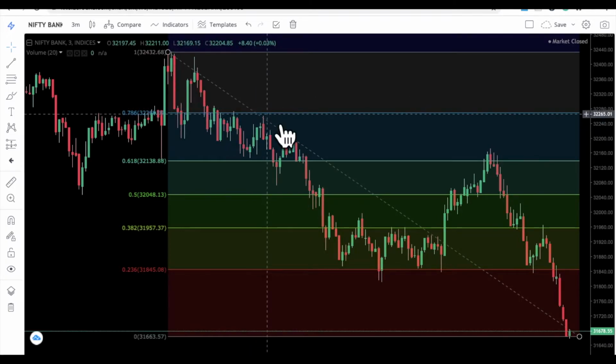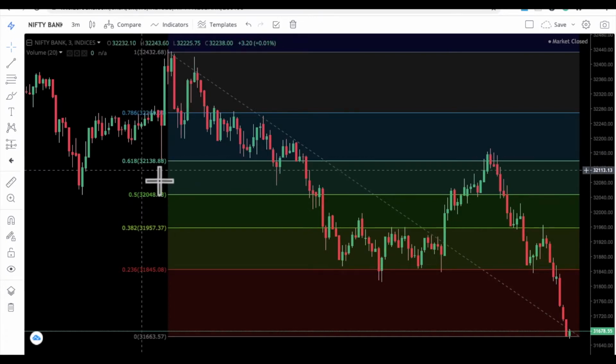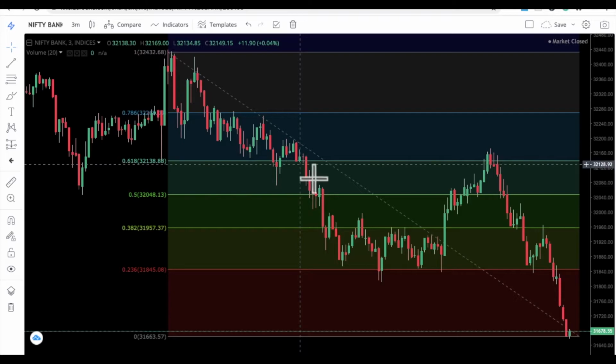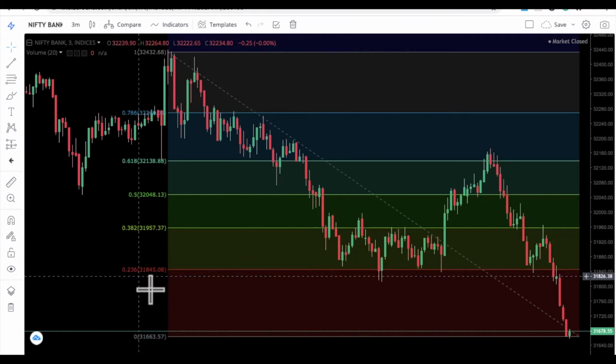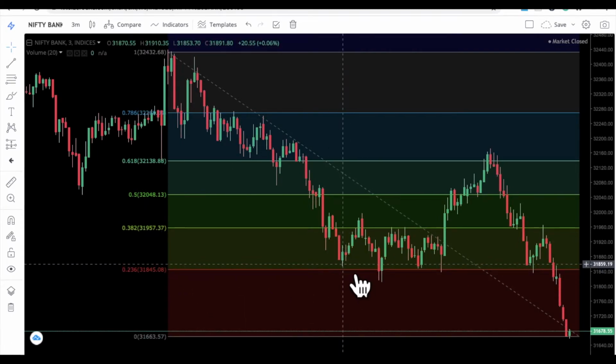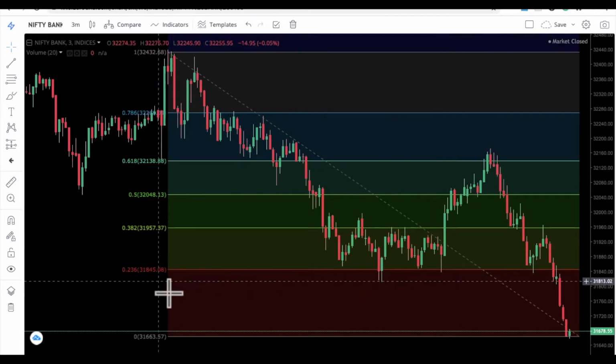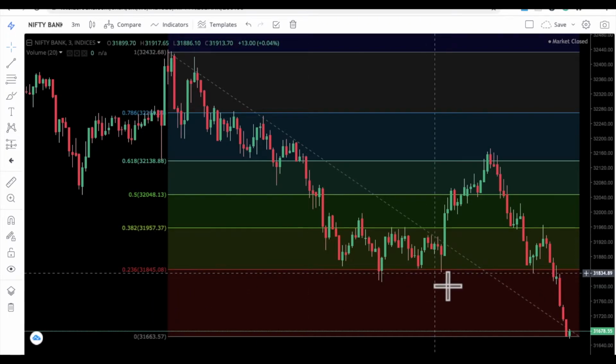But it was unable to breach. So finally, the support level, which was 0.618 level, was broken, and then the market smoothly went down. After the fall, the market took a strong support at 0.23 level. Can you see? 1, 2, 3, 4. The market tried 4 times to breach 0.23 level, but it was unsuccessful.